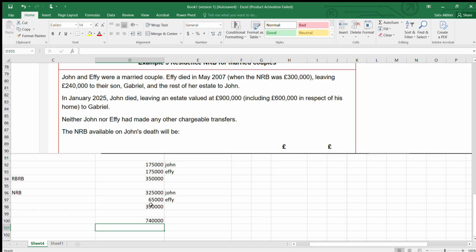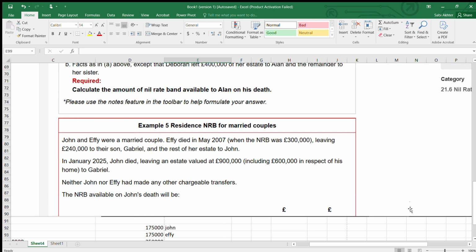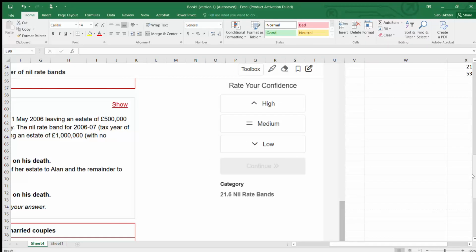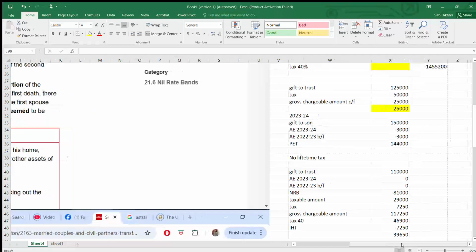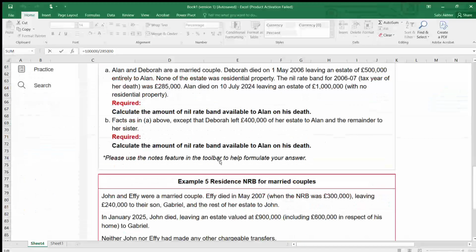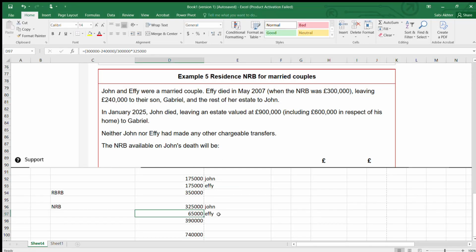It is 740,000. So the way we have done this, if you go to the previous question, activity 9, where we got 65 and 35, isn't it the same way we have got here, you see? Okay. So try it that way and see. You will be getting the same answer.